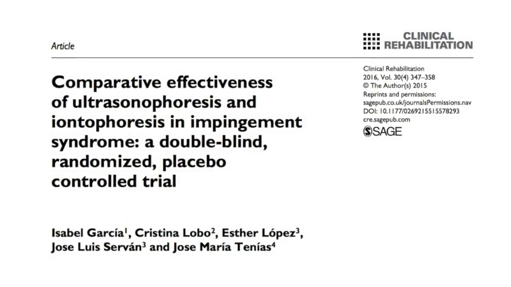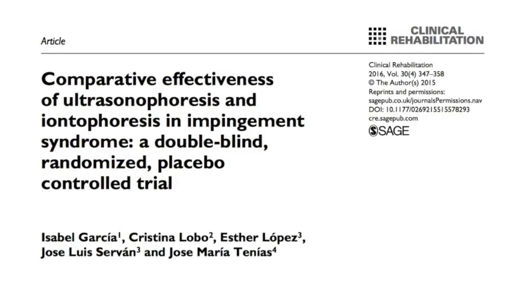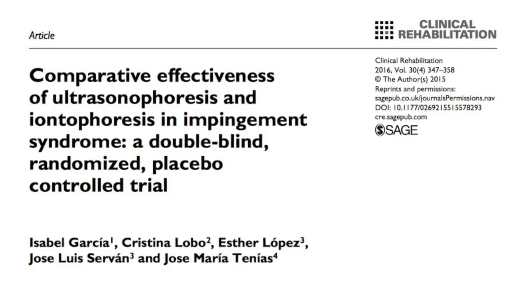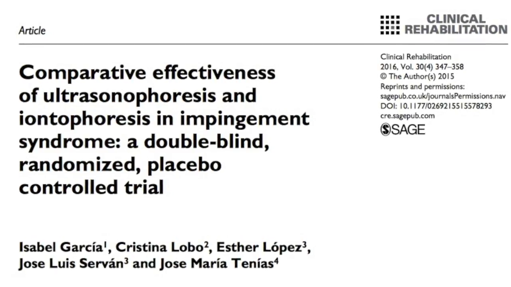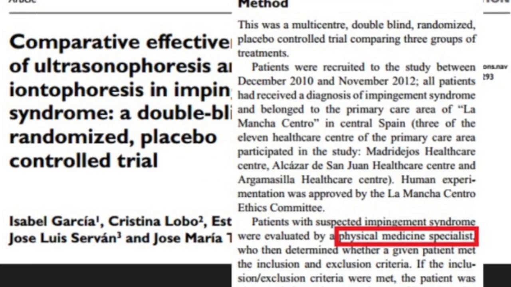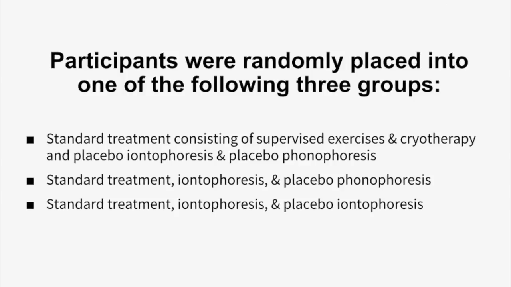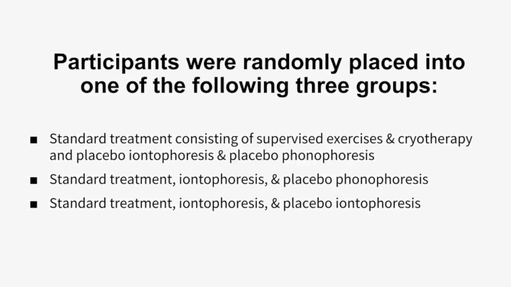A study by Garcia and colleagues compared the effects of phonophoresis and iontophoresis on patients with shoulder impingement syndrome. The study was a double-blind randomized placebo trial. 88 patients diagnosed with shoulder impingement syndrome by a physical medicine specialist participated in the study. Participants were randomly placed into one of the following three groups.